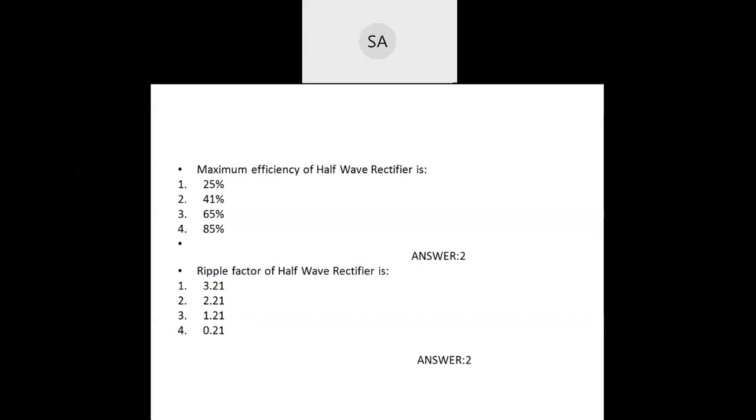So the ripple factor of half wave rectifier is double that of the full wave rectifier. Sorry, the ripple factor is not half of the full wave rectifier. The ripple factor of full wave rectifier is 0.48, whereas the ripple factor of half wave rectifier is 1.21. That is 121 percentage of AC component is present in DC, as we discussed. So the ripple factor of half wave rectifier is 1.21.